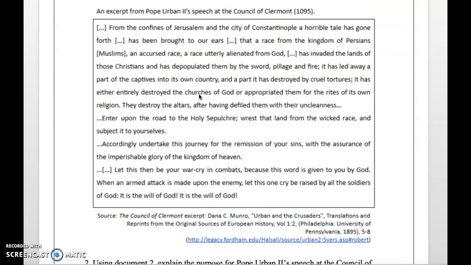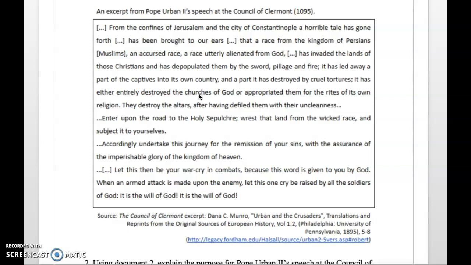From the confines of Jerusalem and the city of Constantinople, a horrible tale has gone forth and has been brought to our ears, that a race from the kingdom of Persians, an accursed race, a race utterly alienated from God, has invaded the lands of those Christians and has depopulated them by the sword, pillage, and fire. It has led away a part of the captives into its own country, and a part it has destroyed by cruel tortures. It has either entirely destroyed the churches of God or appropriated them for the rites of its own religion. They destroy the altars after having defiled them with their uncleanness.